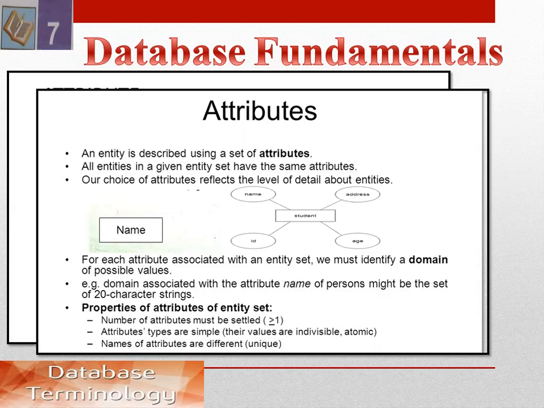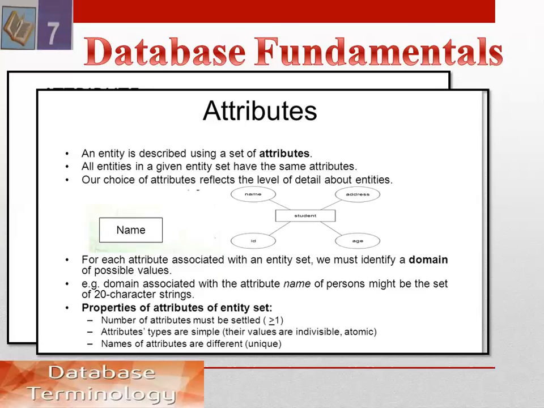And all these things are connected with the help of a single line. For each attribute associated with an entity set, we must identify a domain of possible values. Like the domain associated with the attribute name of persons might be the set of 20 character strings. The properties of attributes of an entity set: the number of attributes must be settled, attribute types are simple, and names of the attributes are different and unique. So suppose the characteristics of an entity are called attributes or properties. An entity may have many attributes. The attributes are used to define an object or entity.